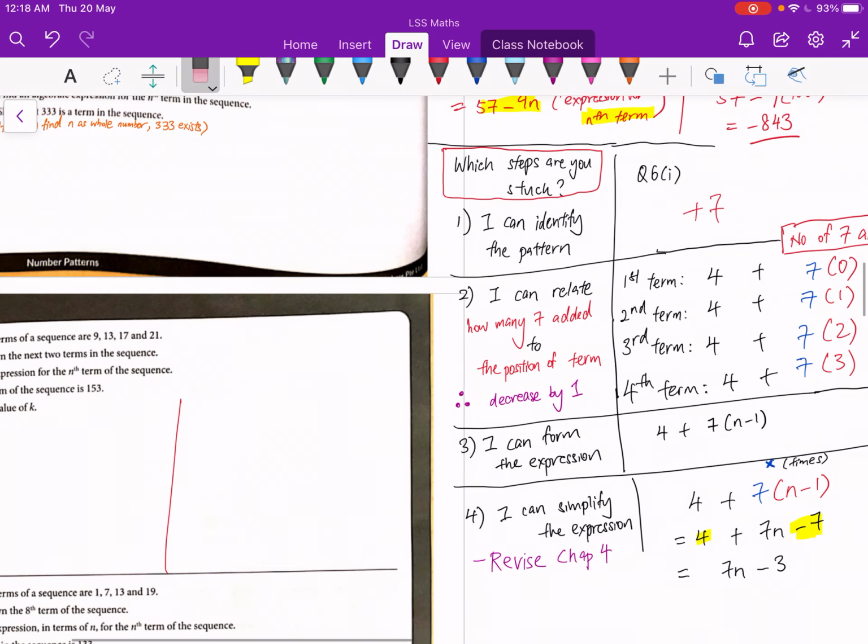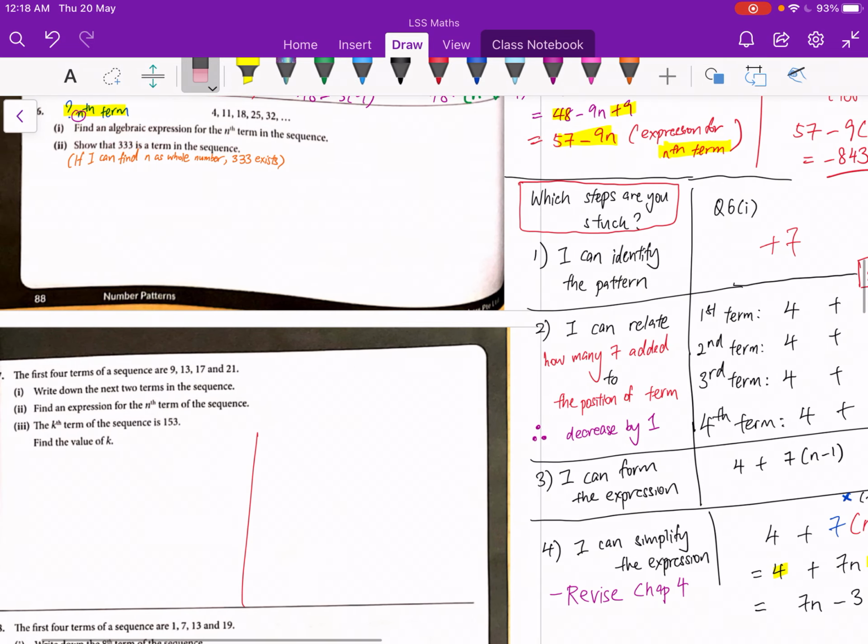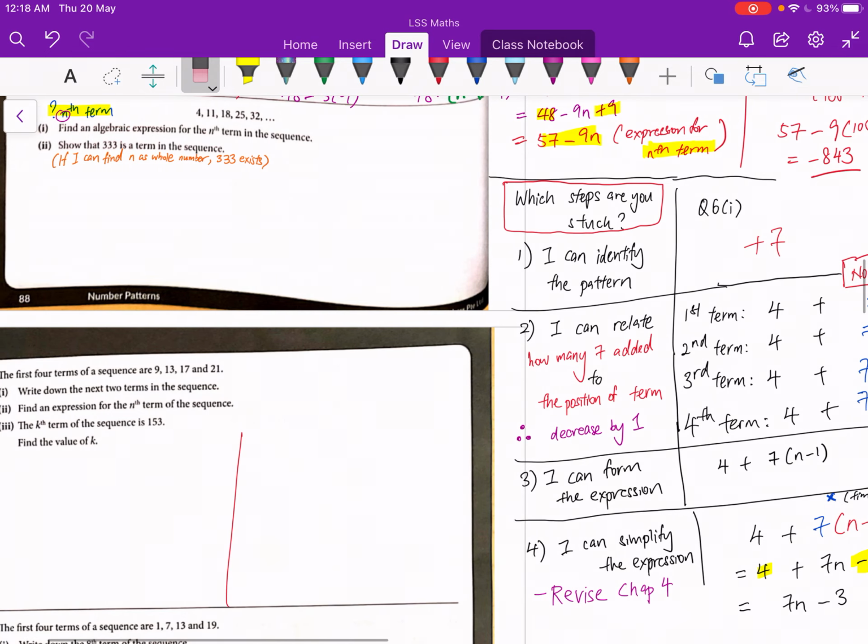So for step 1, by looking at this question here, are you able to identify the pattern? Look at the orange line here. What does it mean by pattern? It means are you able to identify that this sequence here is plus 7 for each new number? If you can do that, give yourself a tick, so that you have managed to find out the rule or pattern for this particular number sequence.